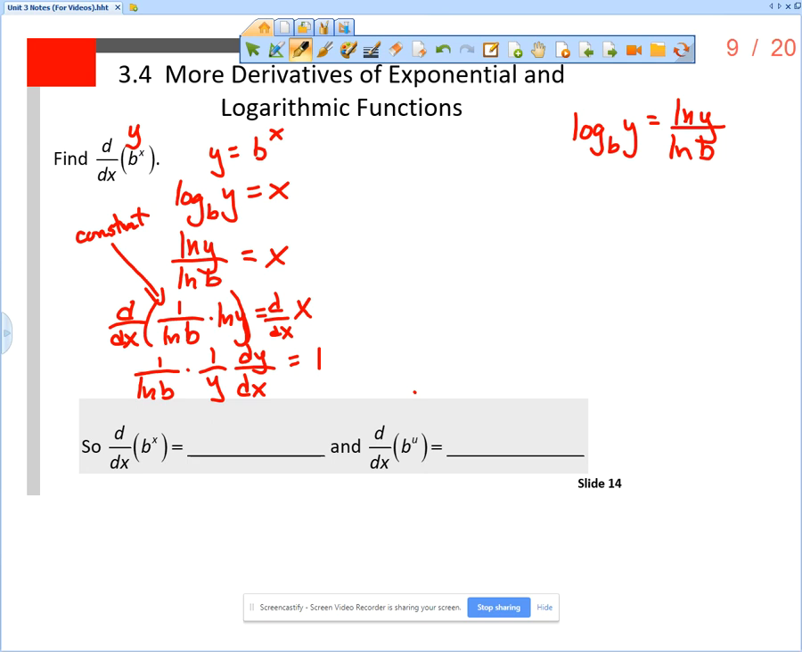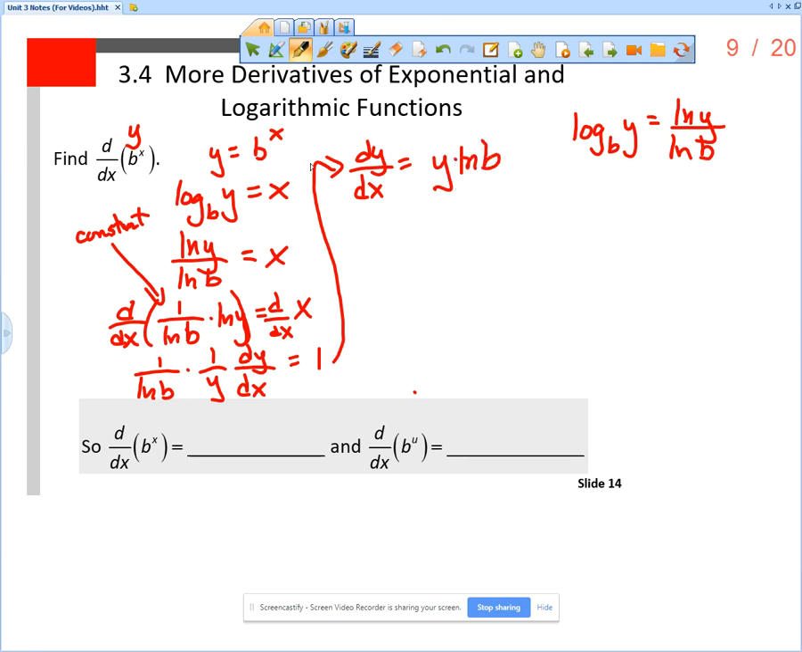All right, so now, what did I want to find? So going back to the original, we wanted to find dy/dx. So I have to solve for dy/dx. All right, so if I solve for dy/dx, I would be multiplying by y. So I have 1 on the right side, so I multiply by y, and I multiply by the natural log of b. So y times the natural log of b.